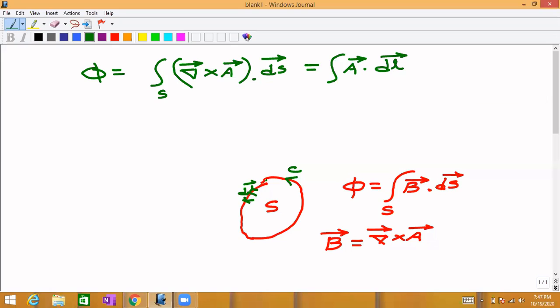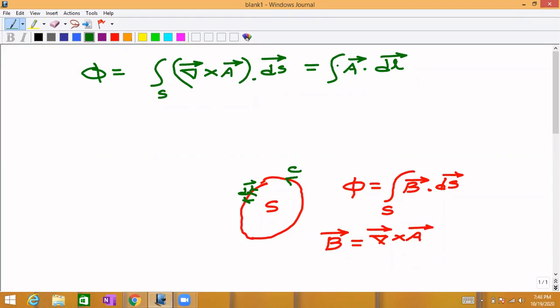It's a very small vector. It's an elementary vector along the curve. Okay. Now, this is the line integration, and line integration is over what? Line integration is over this closed curve.